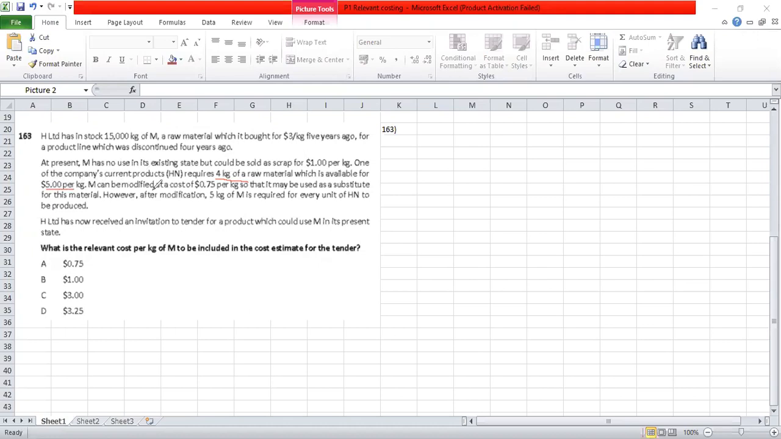M can be modified at a cost of 0.75 per kg so that it may be used as a substitute for this material. However, after modification, 5 kgs of M is required for every unit of HN to be produced. What is the relevant cost per kg of M to be included in the cost estimate for the tender? So relevant cost is about something that was discontinued 4 years ago.